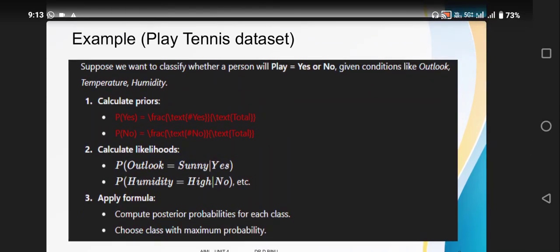Suppose we consider the play tennis data set. Suppose we want to classify whether a person will play tennis or not by using conditions like outlook, temperature, and humidity. If the outlook is sunny and the humidity is also high, then based upon that we can predict whether the person will play tennis or not.